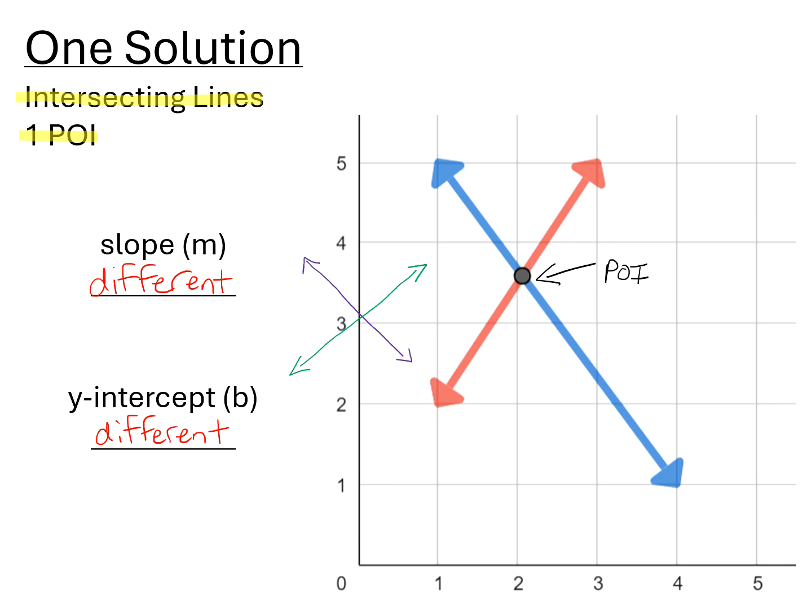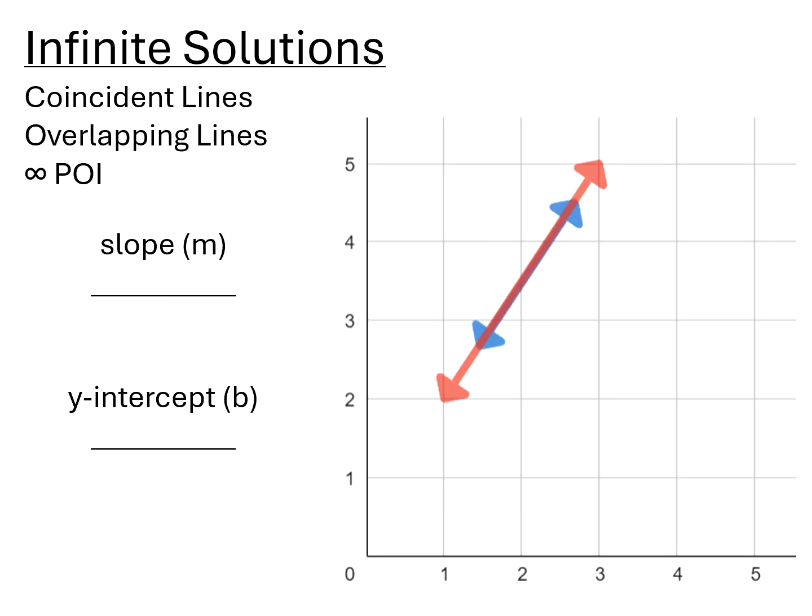However, you can also have lines that have the same y-intercept. Take a look at the purple and green lines. Their point of intersection happens to be both the point of intersection and the y-intercept. In our last example, we have a linear system with infinite solutions.